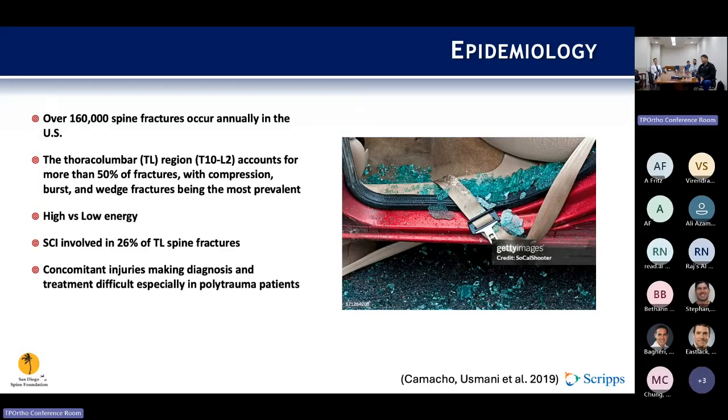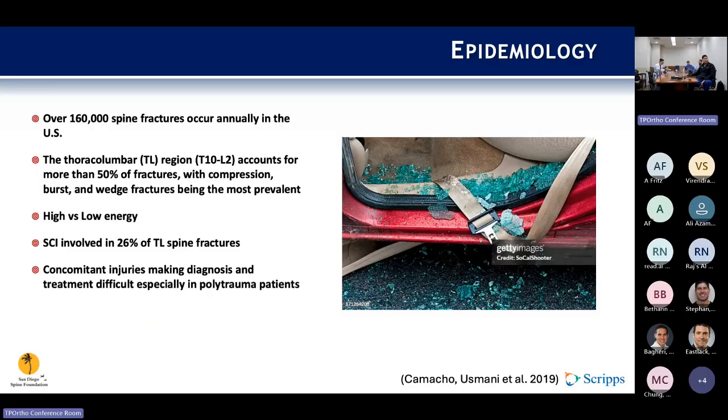Epidemiology in terms of spine trauma, there's over 160,000 spine fractures that occur annually in the US. The vast majority of this is going to be in the thoracolumbar region. Accounts for more than 50% of the fractures that we see in terms of spine trauma. Obviously, high and low energy, whether it's a ground level fall, fragility fracture causing a compression slash burst fracture versus a high energy, such as a motor vehicle accident or falling from a high area. Spinal cord involvement is about 26% of these thoracolumbar fractures.